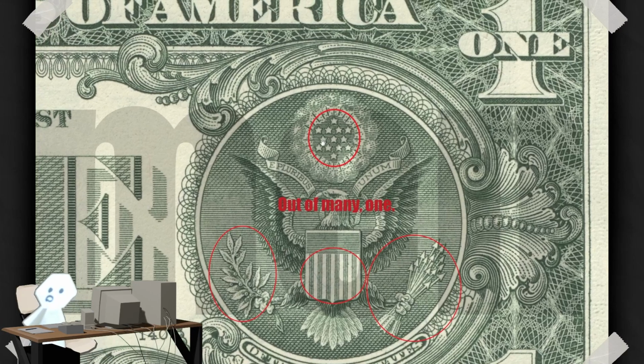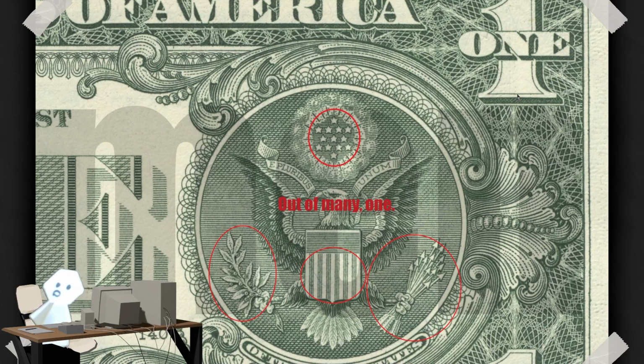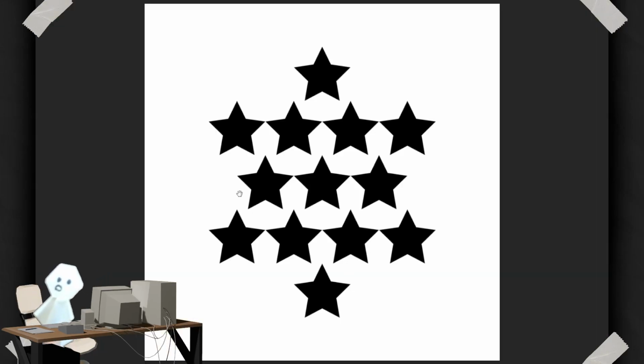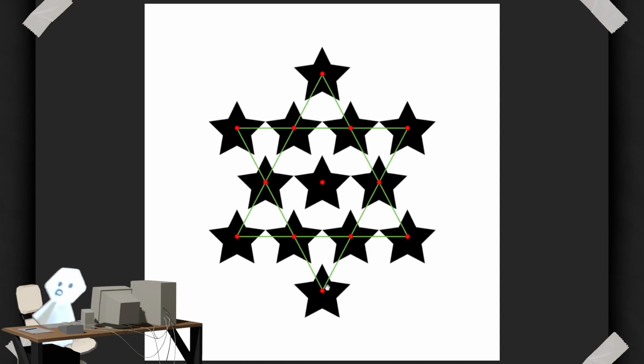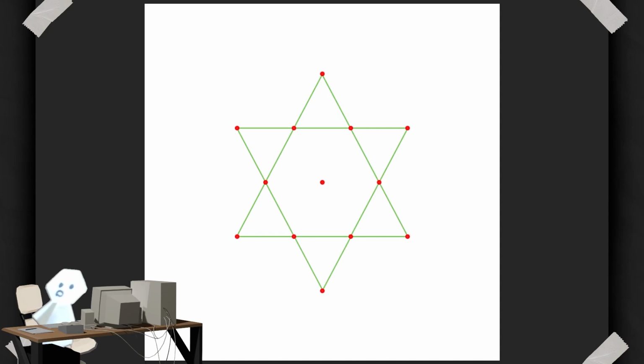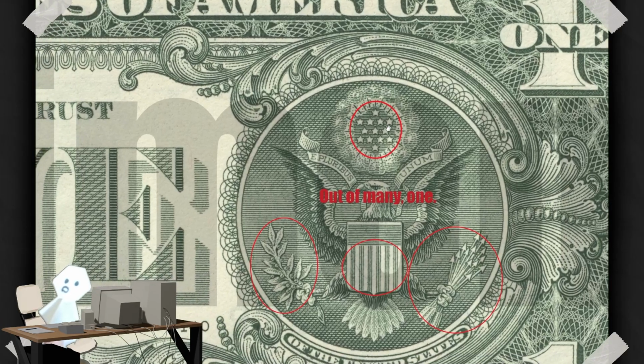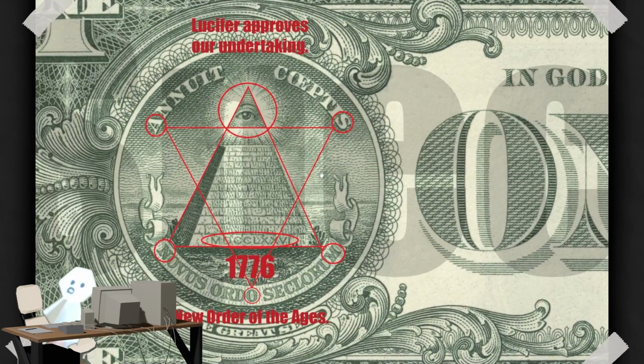But at the top, it's more interesting. There's these stars here, and it's shaped in a weird way. If we make a point to every center of the stars, and we aligned them accordingly, it makes a Star of David. Literally another Star of David. So we literally got a Star of David here, and we got a Star of David here.